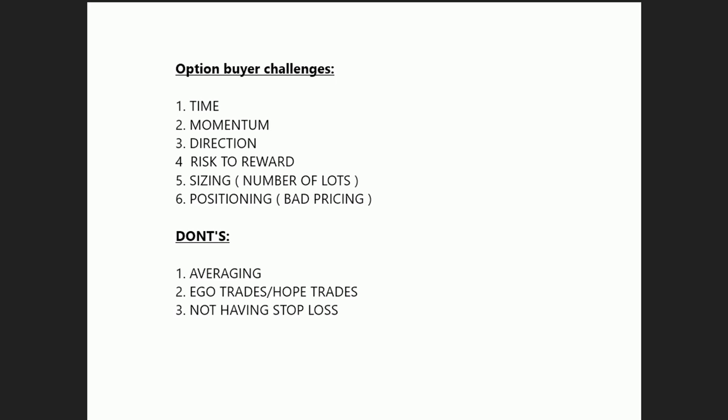Such challenges can be right from time. Time is the biggest enemy of an option buyer. The theta decay will always eat away the premium of the option buyer. Second comes the momentum. One has to be very aware of the momentum. What is momentum? Momentum is the speed at which the prices of the premium move. The premium movement speed can be classified as momentum, and this has to happen really fast.